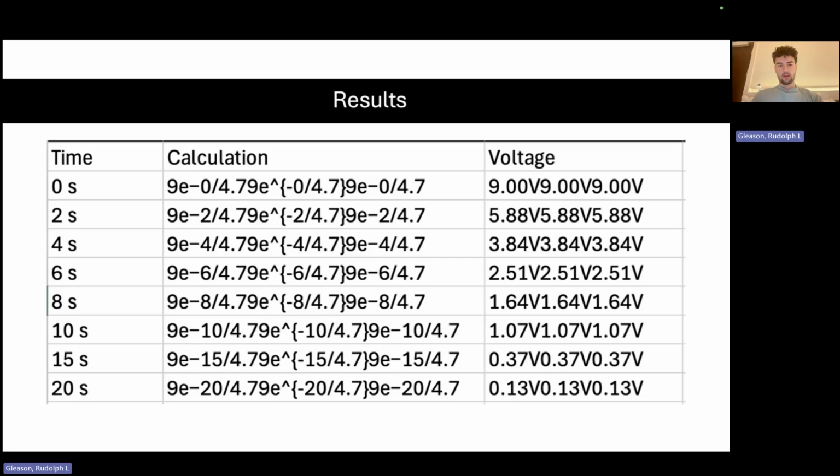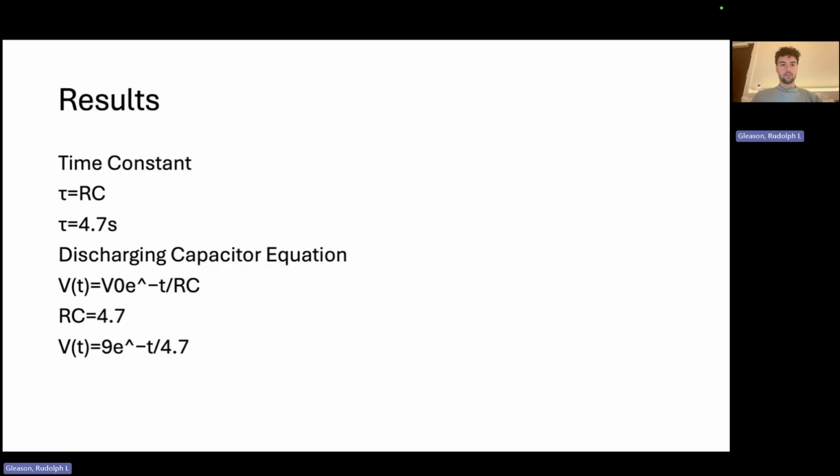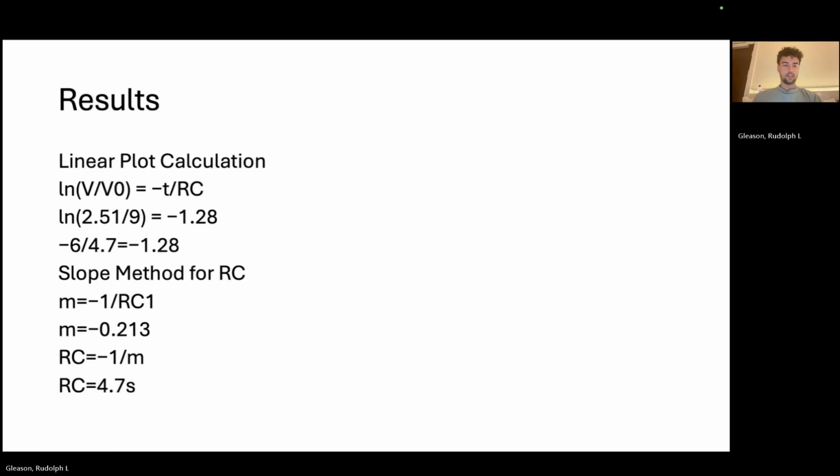This is my graph. I have my time across, my voltage, and then the calculations in between. For my calculations, I did the time constant, which is just tau equals RC, where tau equals 4.7 seconds. The discharging capacitor equation is V(t) equals V naught e to the negative t over RC. RC is 4.7, so that's V(t) equals 9 e to the negative t over 4.7. My linearized calculation is ln of V over V naught, which is equal to negative t over RC. So ln of 2.5 over 9 equals negative 1.28.